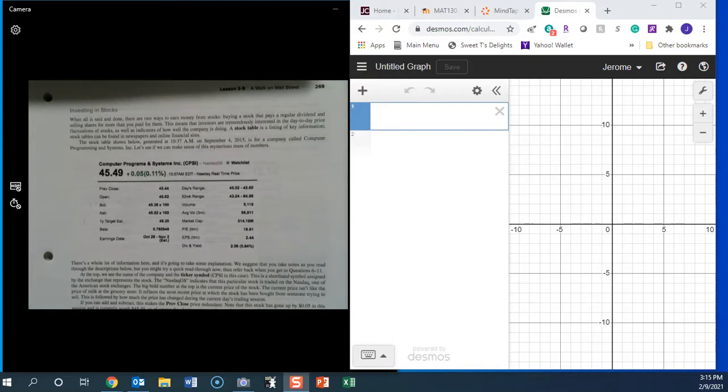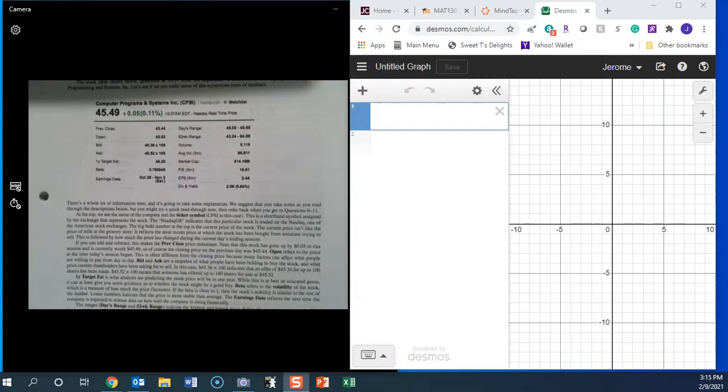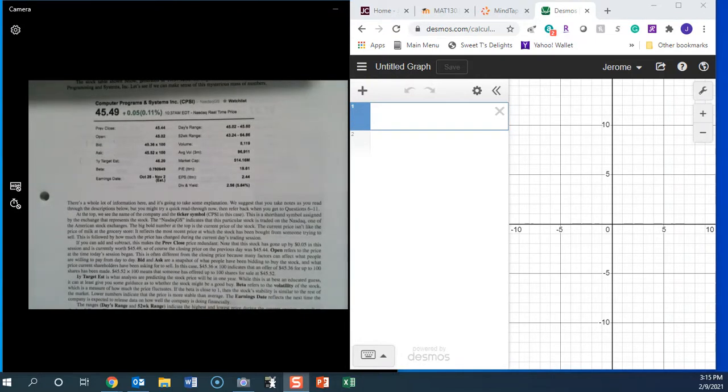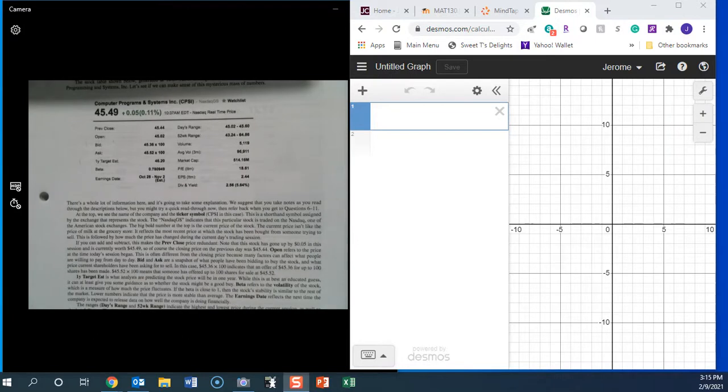The stock table shown below, generated at 10:37 a.m. on September 4th, 2015, is for a company called Computer Programming and Systems, Incorporated. Let's see if we can make sense of the mysterious mass of numbers. Now, before we go through these numbers, right below here in these paragraphs, it tells you what these different values, what these different terms mean.